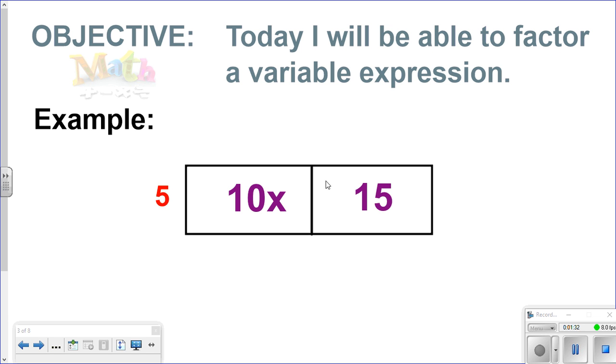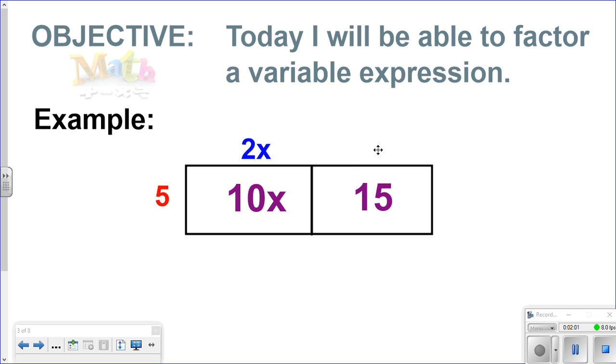Length times width, we need to find, well, this is the width, and that's the length. We'll have to find the length. We already know the width is 5. So 5 times what term is going to give us 10x? Well, the 5 is here. I know I can multiply 5 times 2 to get 10, but the x isn't here with this 5, so the x has to be here with the other term. The other term would have to be 2x. 5 times 2x is 10x.